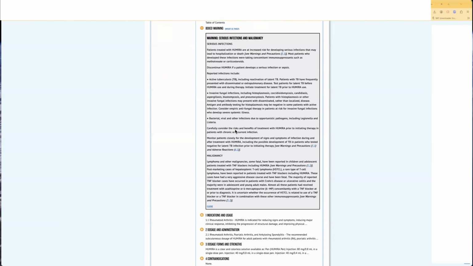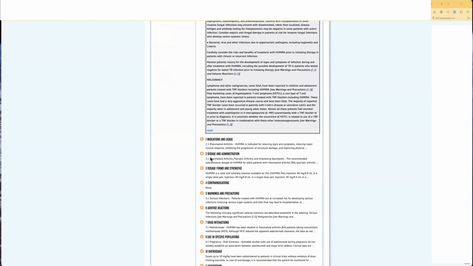Then we review again the boxed warning. This one is more comprehensive, and it also has a section related to the potential of the drug to cause cancer. So here we talk about malignancy.